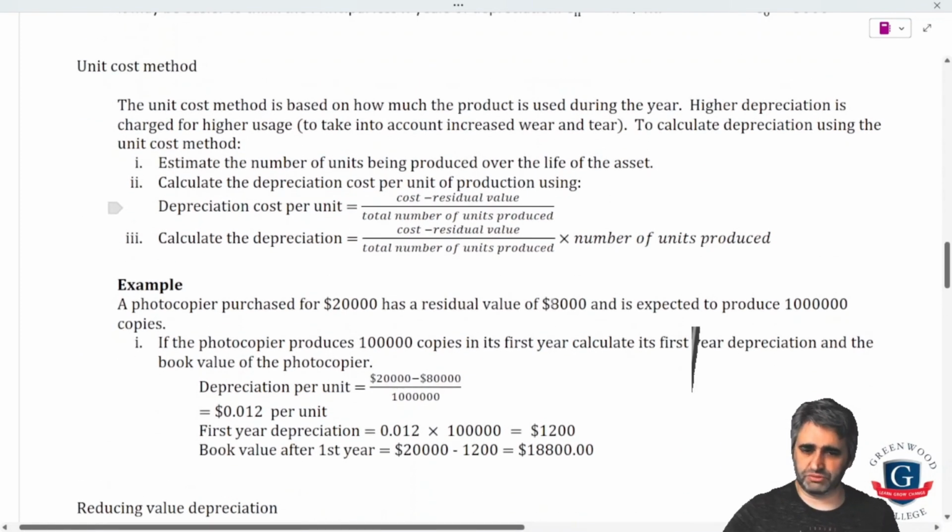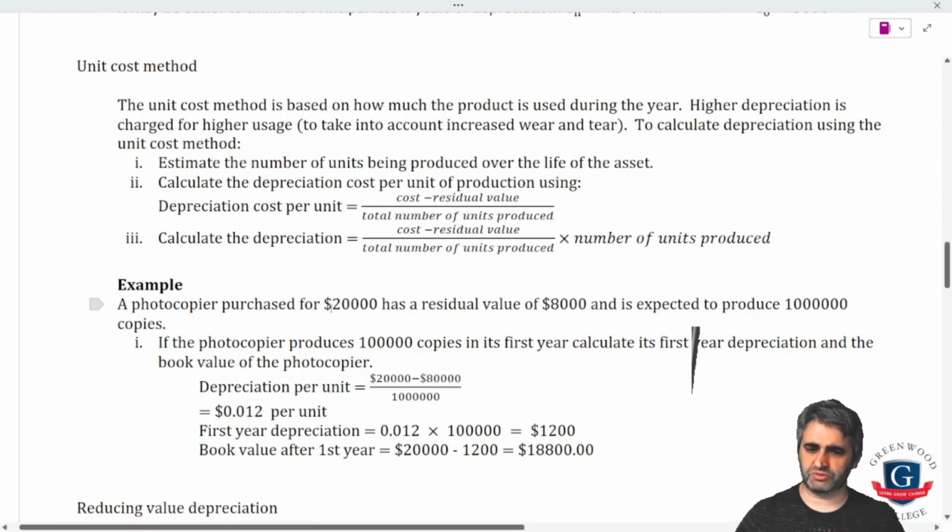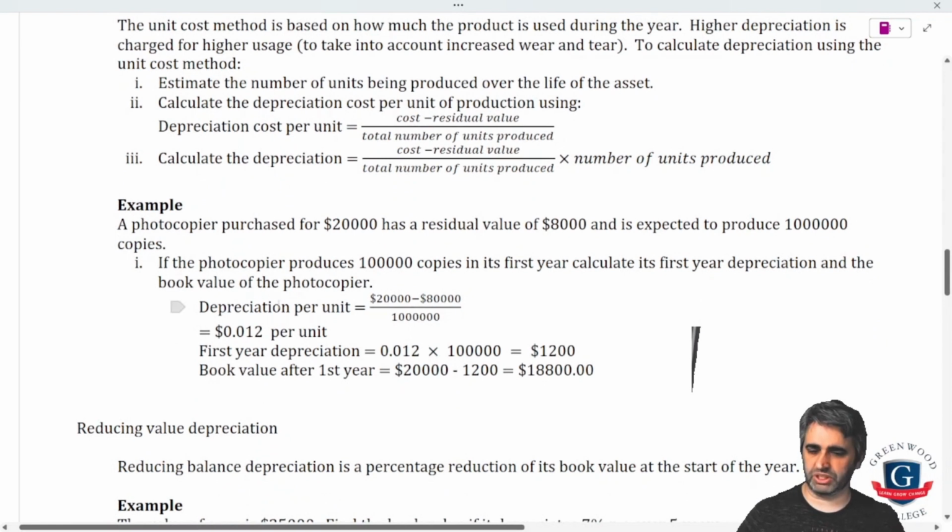The unit cost method's a little bit different. With the unit cost method, you work out the total number of units, how many units were used up during a period, multiply the proportion, and find out the cost of each unit. So it's easier done than explained. A photocopier purchased for $20,000 has a residual value of $8,000 and expects to produce 1 million copies. If the copier produces 100,000 copies in the first year, calculate its first year depreciation and the book value of the photocopier. So here we go.